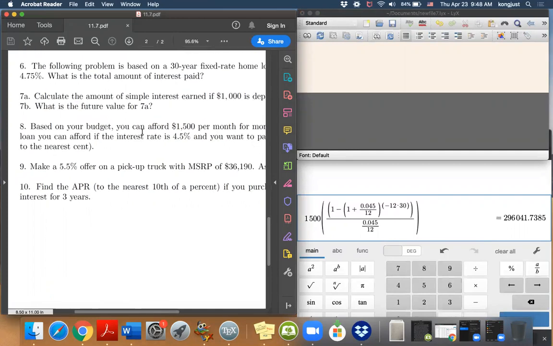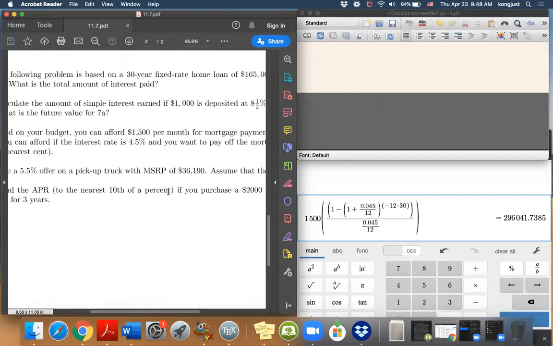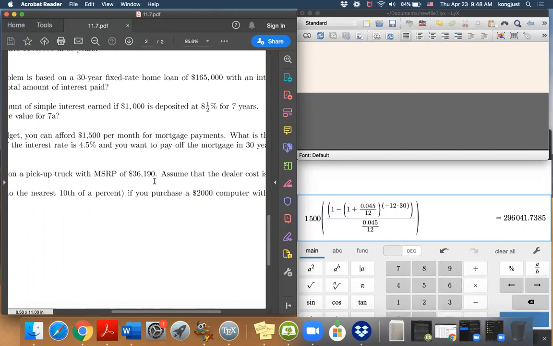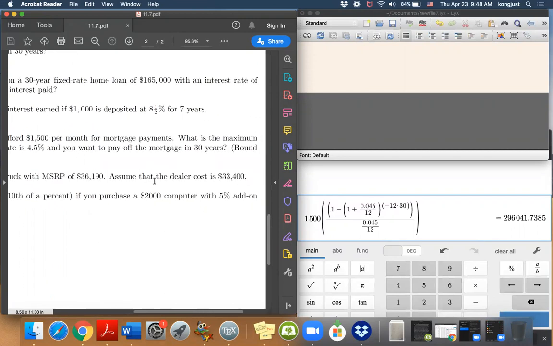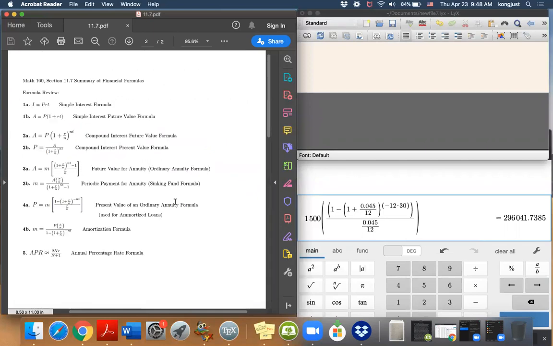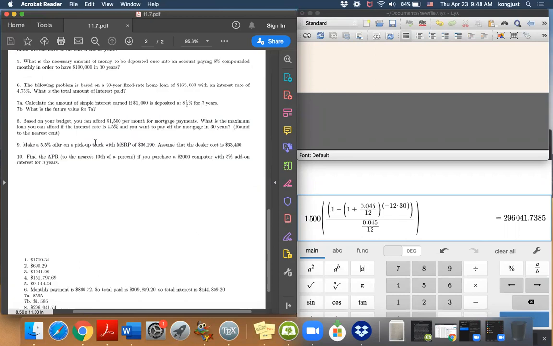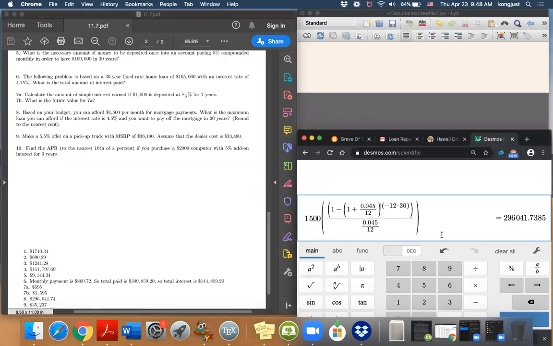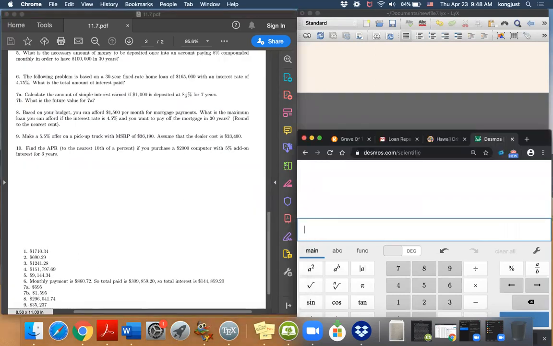Number 9, make a 5.5% offer on a pickup truck with MSRP of $36,190. Assume the dealer cost is $33,400. This is one of those ones where there's not really a formula. You could kind of stretch and say maybe it's the first one, but really it's not a formula to use, I'd say. You just plug in the percentage.